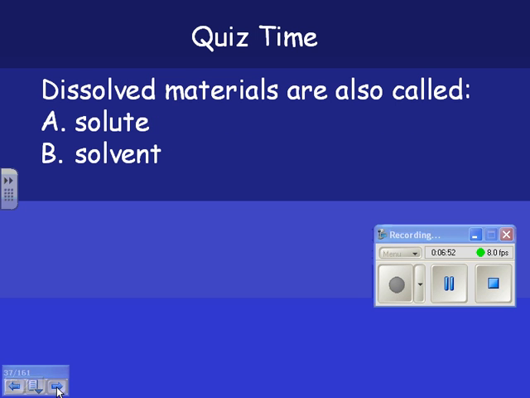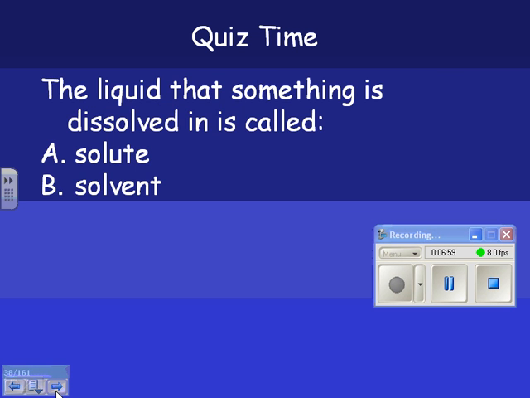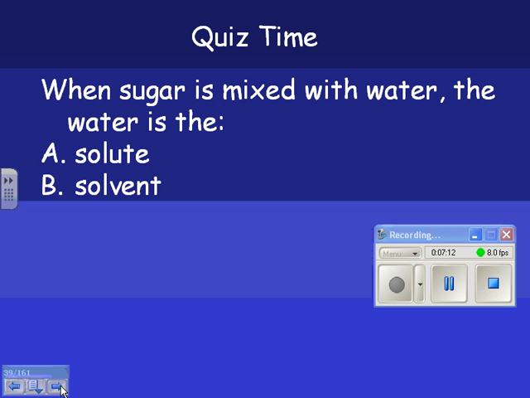Dissolved materials are called solute. Hey Lou, come on in. Get dissolved. The liquid that something's dissolved in is called the solvent because see the V? That's the shape of my beautiful weird pool. Solvent. It's a very cool pool I have. When sugar is mixed with water, the water is the solvent. When sugar is mixed with water, the sugar is the stuff that gets dissolved, so that's the solute.